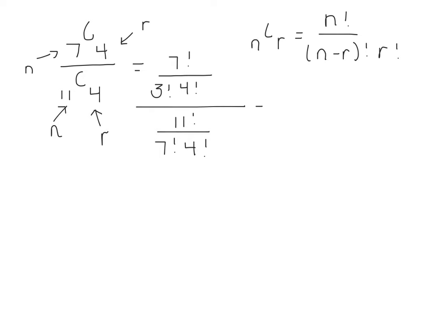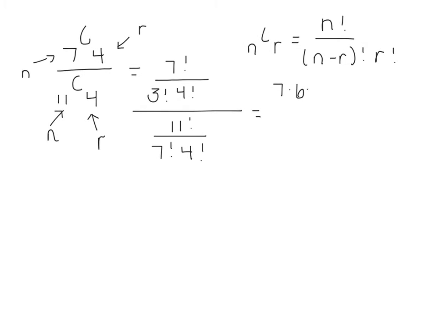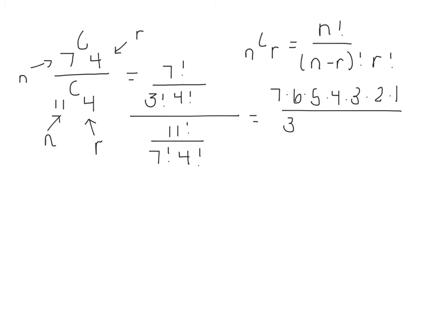Now I'll start with the numerator. A factorial is, for instance, 7 factorial is 7 times 6 times 5 times 4 times 3 times 2 times 1, I should say. 3 factorial is 3 times 2 times 1, and 4 factorial is 4 times 3 times 2 times 1. And this is just the numerator portion of this example.